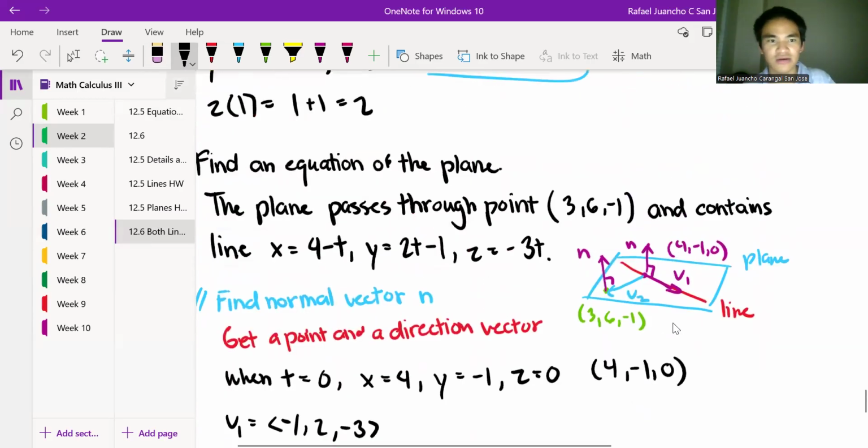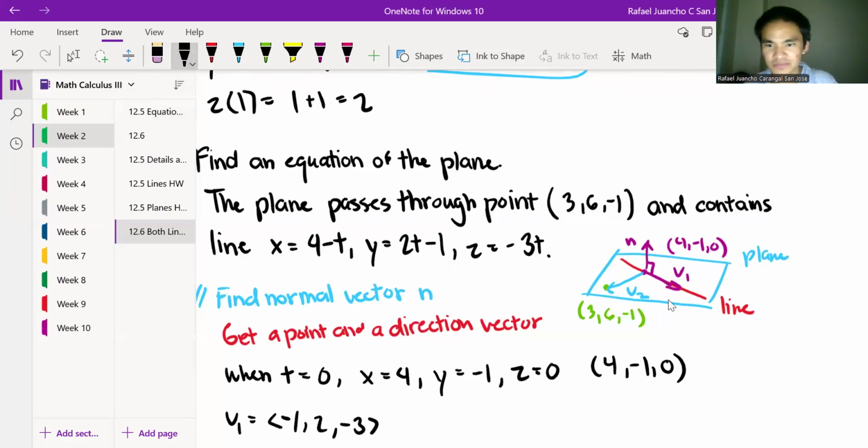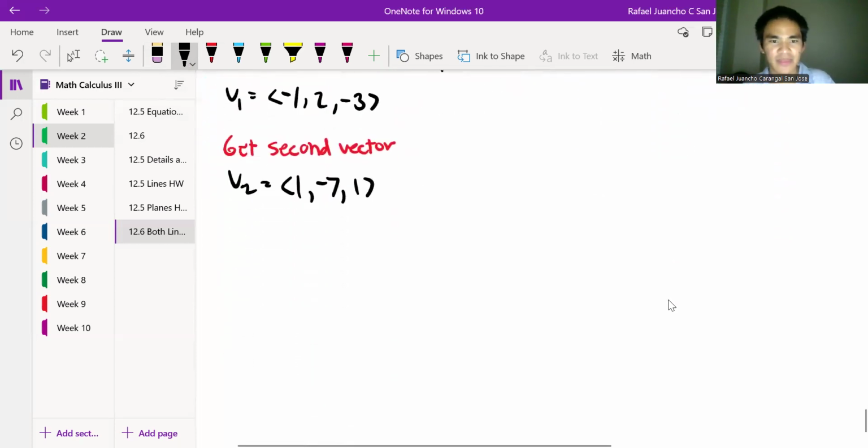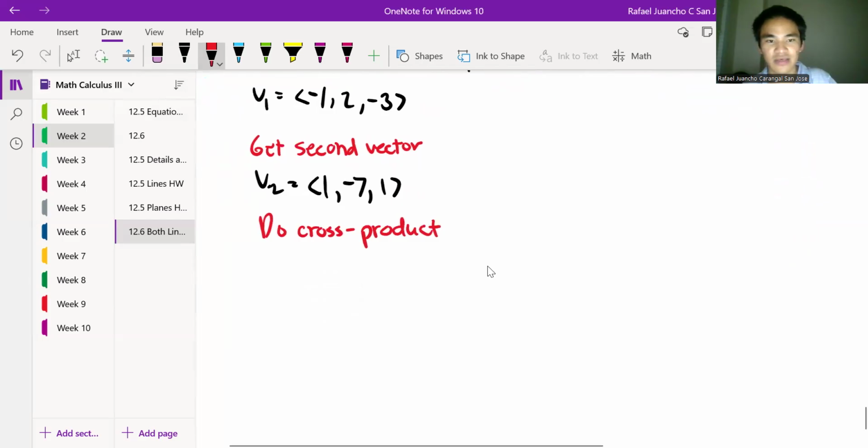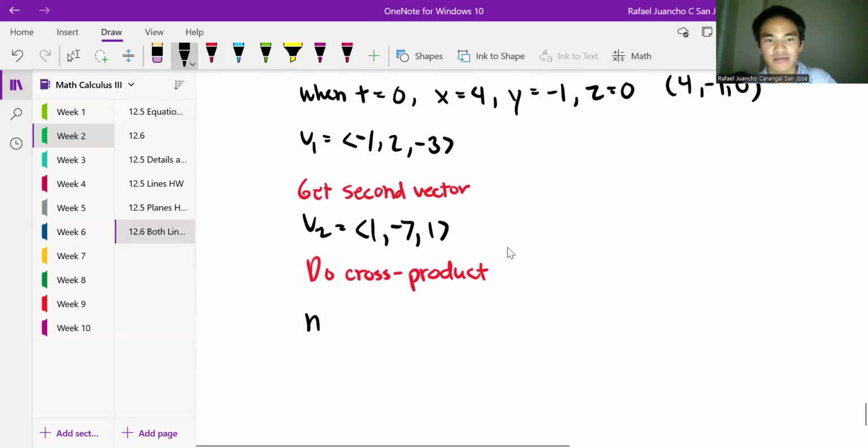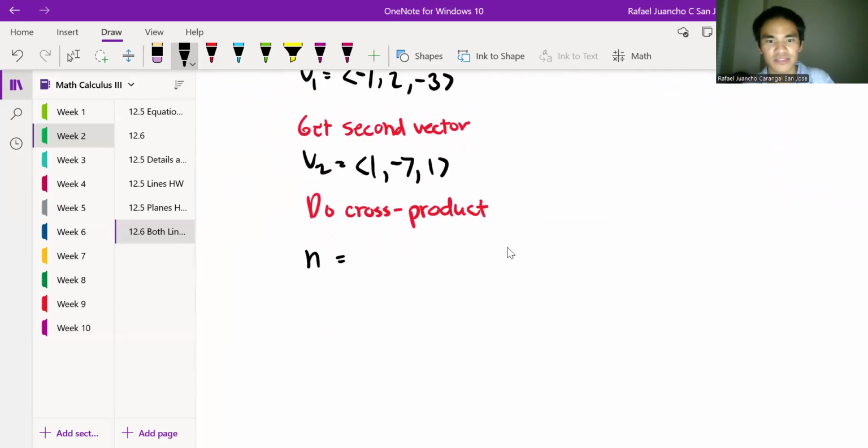And now we can get our normal vector using that right-hand rule, I think. Yeah, that's our n, not this one. Phew. Okay, we got that. Now you want to do some cross products here to get our normal vector, n. So n is equal to the cross product of v1 and v2. i, j, k, negative 1, 2, negative 3, 1, negative 7, 1, right?